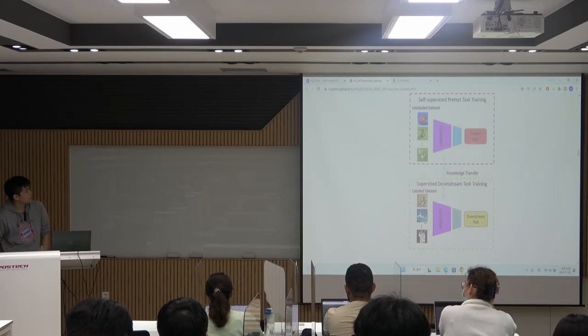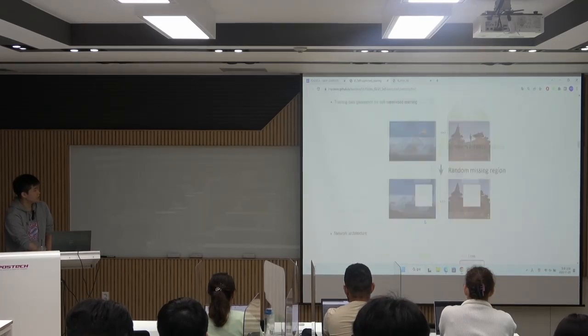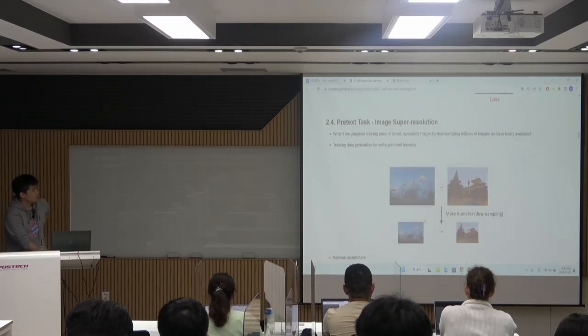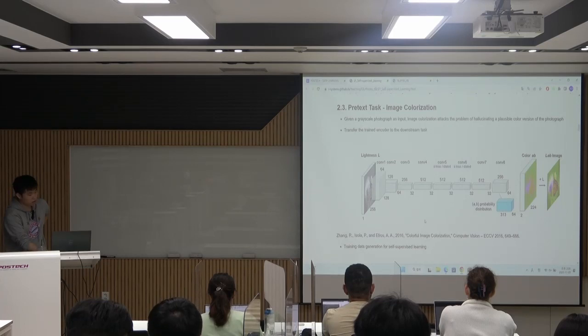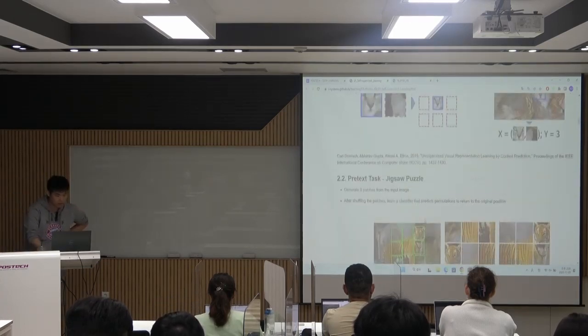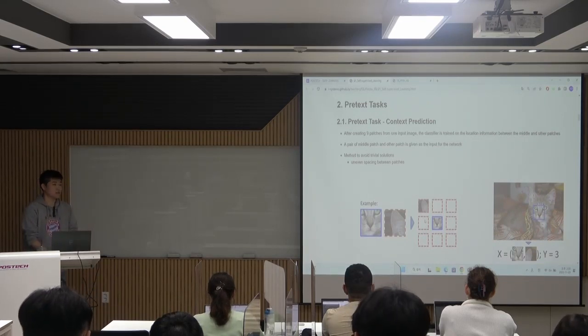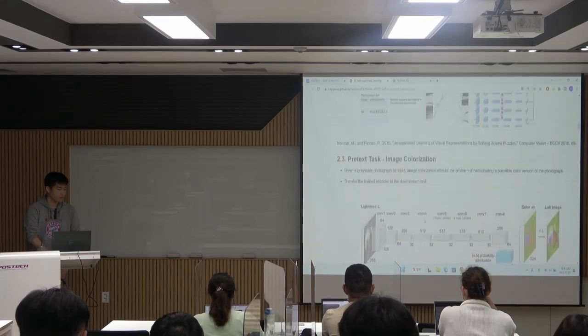I heard that Professor Lee has covered all the basic pretext task methods, like image inpainting, image super resolution, image colorization, jigsaw puzzle, and context prediction. There are many pretext tasks that you can use to extract features from the images. Today, for the coding example, I'm going to use the rotation network.